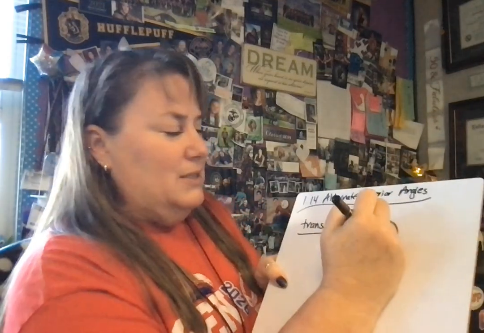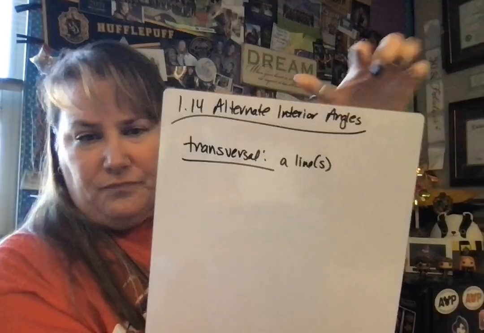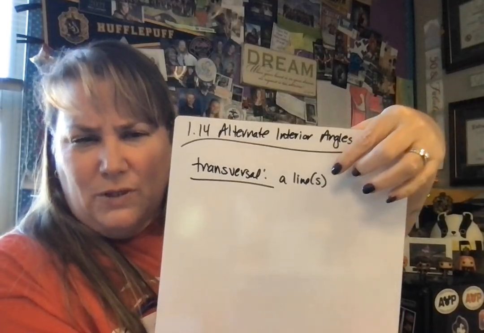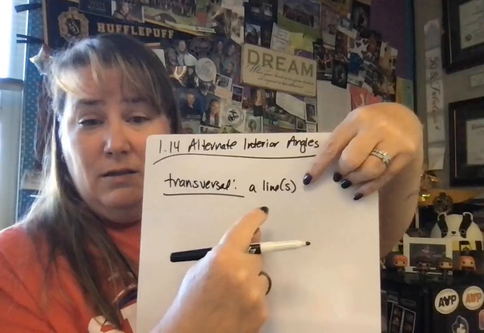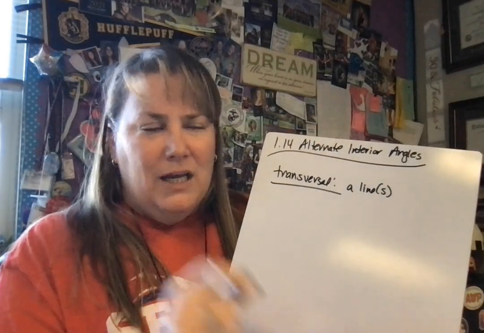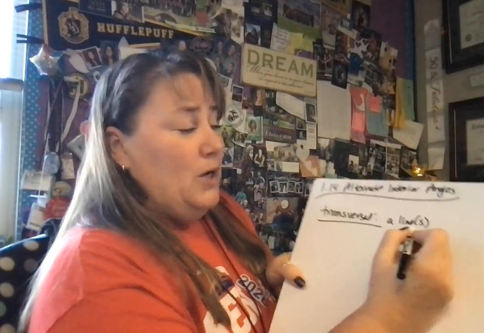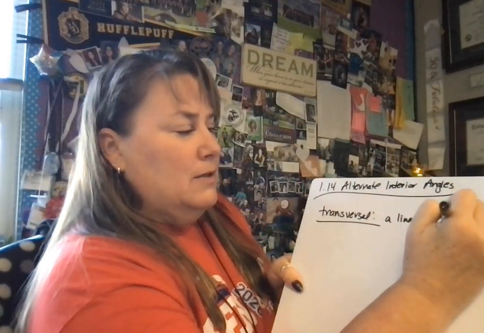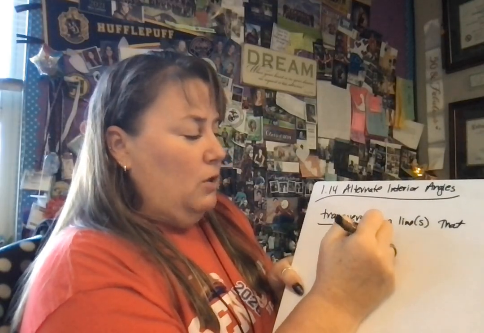So a transversal is a line, and then I'm gonna put this S after it. Do you remember me doing that I think it was last week, where it means it could be one line or it could be a couple lines. So a transversal is not just one line. It's a fancy word for just saying a line though. So a line or lines that cut parallel lines.